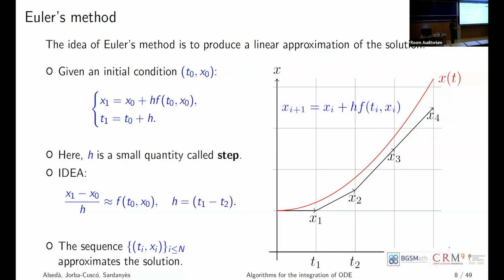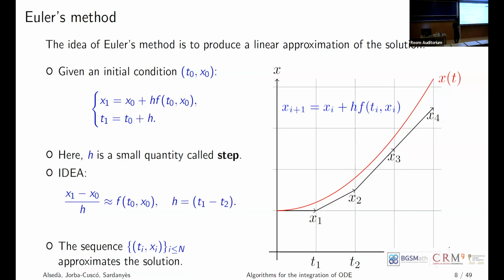And then you keep going. Once you have x1, you replace x0 by x1 and t0 by t1 and get x2, x3, x4, x5. And you have something like this: x(i+1) is xi plus this term here, which is the derivative. So you keep going, x1, x2, x3, and so on.